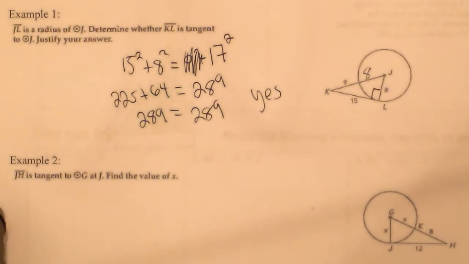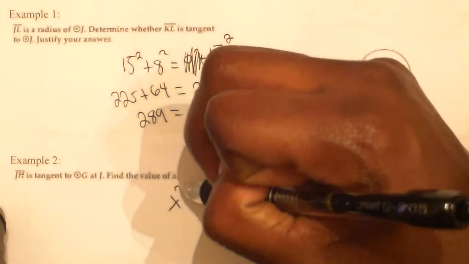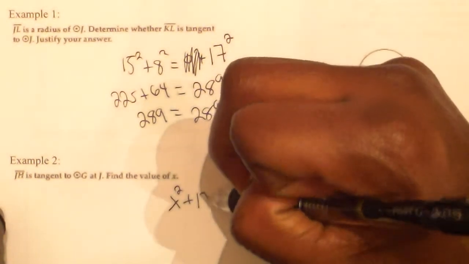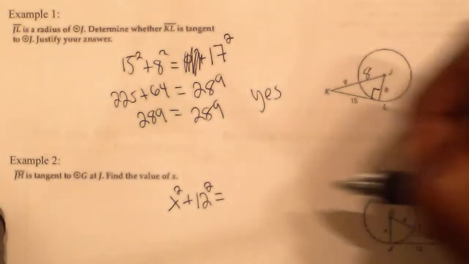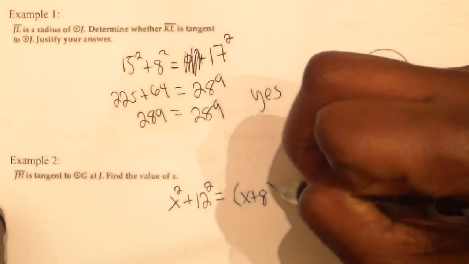It says JH is tangent to circle G at J. Find the value of x. So let me take a moment to look at what I'm given. Our radius is unknown, x and x. We have our tangent line, HJ, which is 12, and an exterior segment, KH, which is 8. So if we did the Pythagorean theorem, we would end up with x squared plus 12 squared is equal to x plus 8 squared.